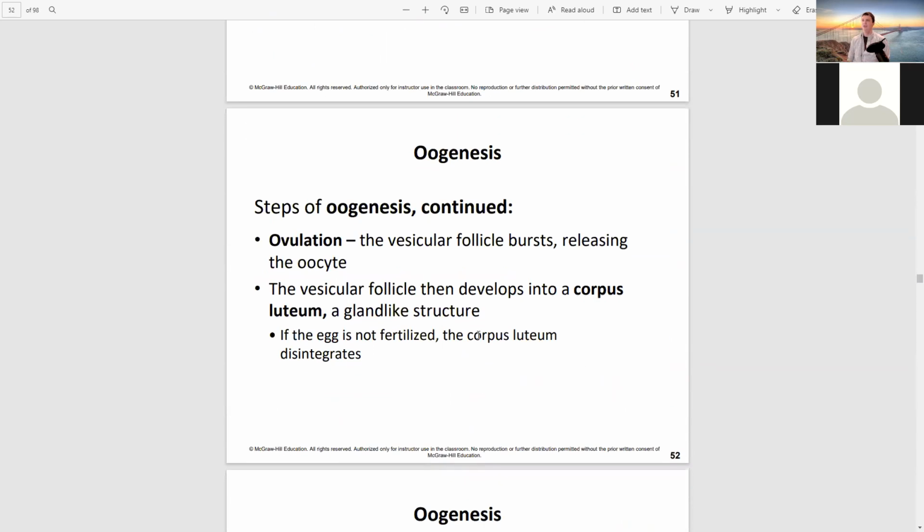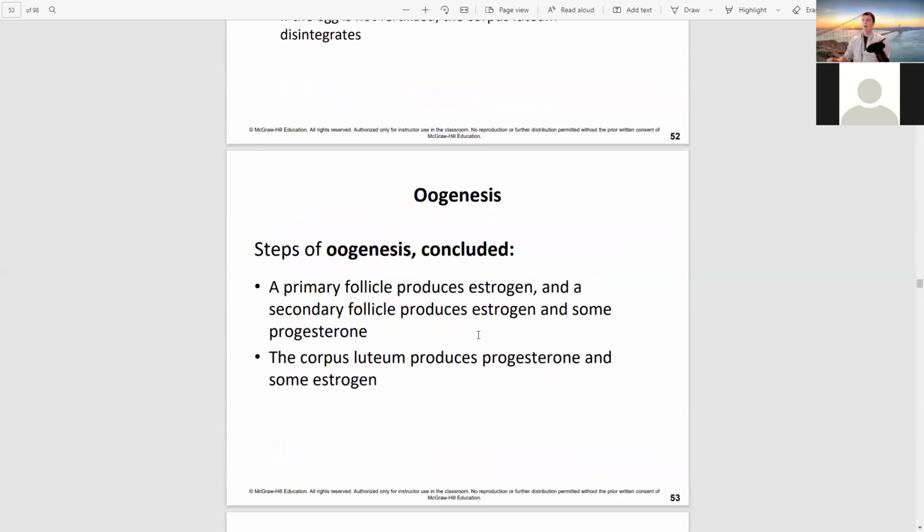So ovulation, the vesicular follicle bursts, releasing the oocyte. The vesicular follicle then develops into a corpus luteum, a gland-like structure. If the egg is not fertilized, the corpus luteum disintegrates. A primary follicle produces estrogen, and the secondary follicle produces estrogen and some progesterone. The corpus luteum produces progesterone and some estrogen.